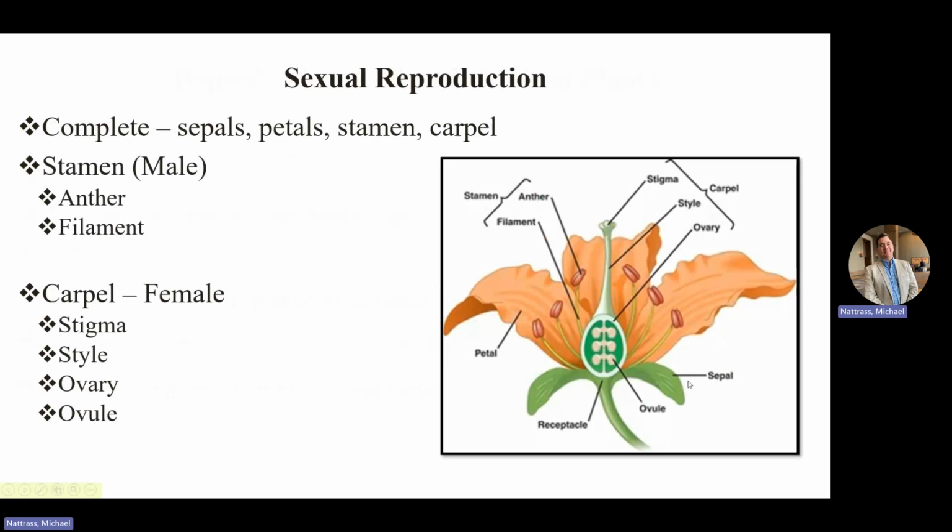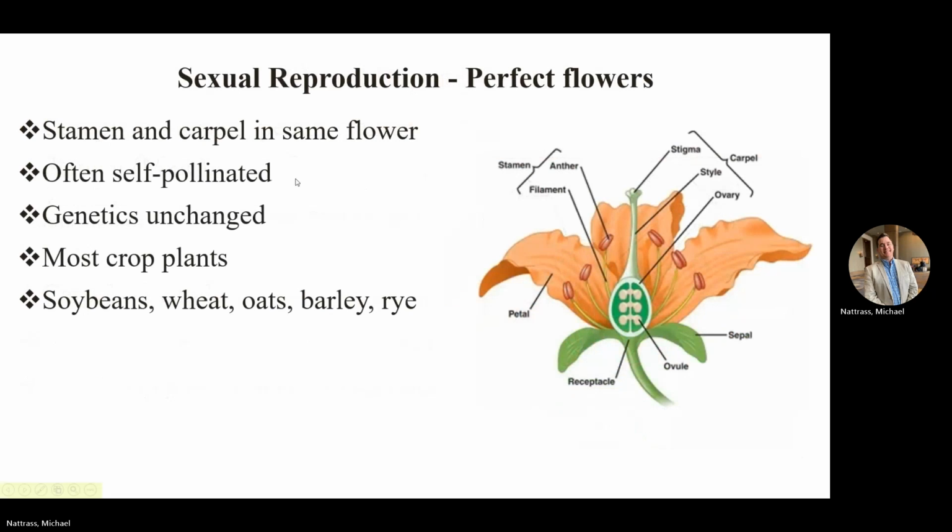So complete has all four parts: sepal, petal, stamen, carpel or pistil. So perfect flowers have the stamen and the carpel in the same flower. They are often self-pollinated and their genetics are unchanged. The most common one being soybean. It has all 4 parts: 1, 2, 3, 4.